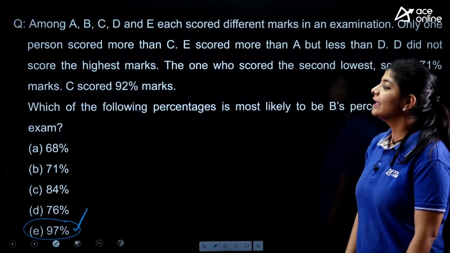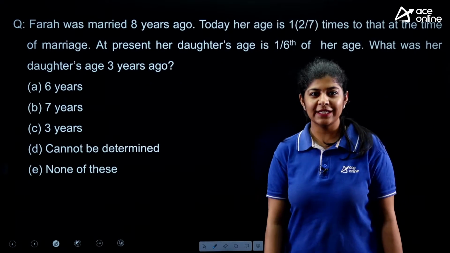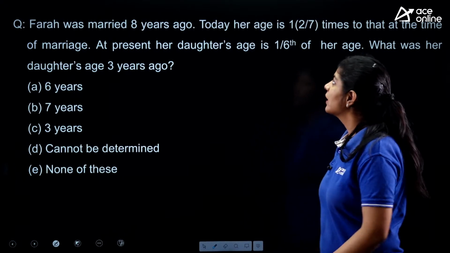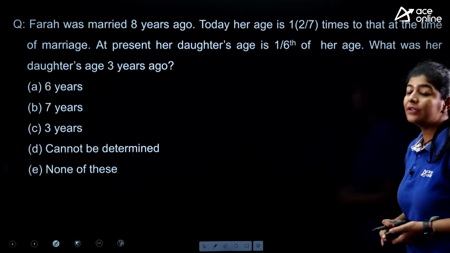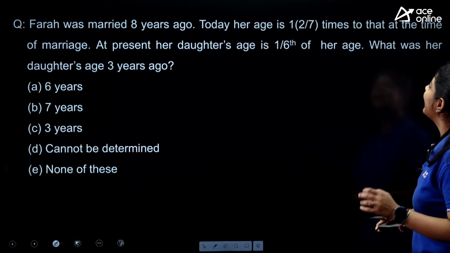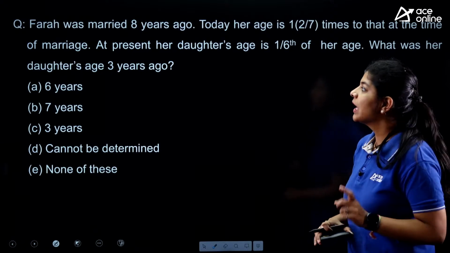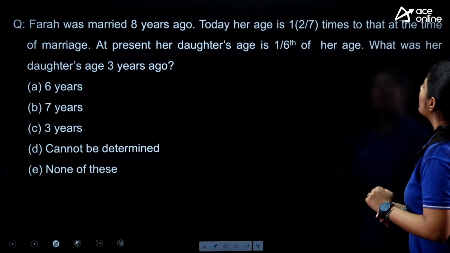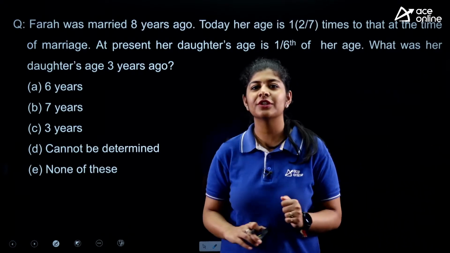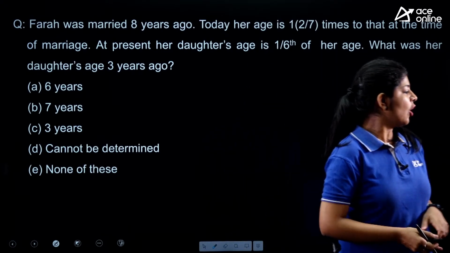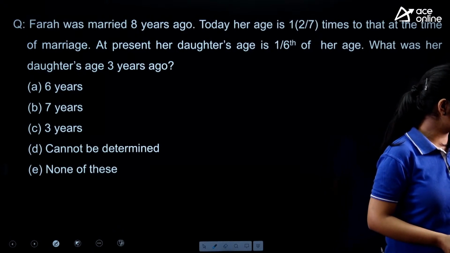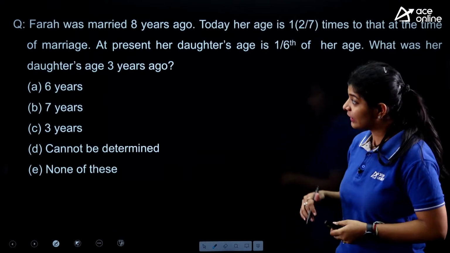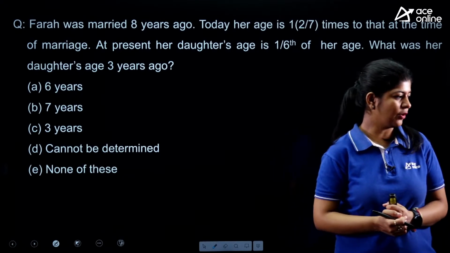Very good, Ragla. Next. The next question is very easy, and the question is saying that Farah was married 8 years ago. Today her age is 1 2 by 7 times of that at the time of marriage. At present, her daughter's age is 1 by 6 of her age. What was her daughter's age 3 years ago? This is a very easy one. All you need to do is write down the ratio first. If you are able to write down the ratio, then you can easily find out the age of her daughter.